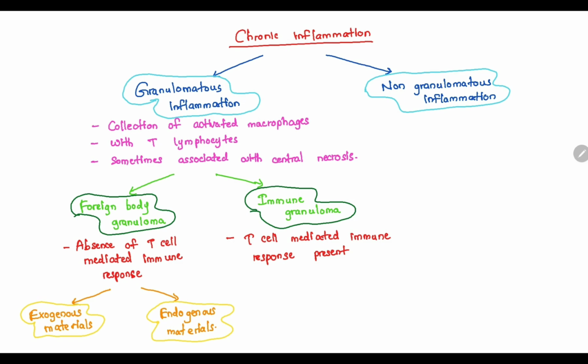Some examples of the causes of immune granuloma can be bacterial causes like tuberculosis, leprosy, syphilis, cat scratch disease, then Toxoplasma gondii, then sarcoidosis and Crohn's disease.